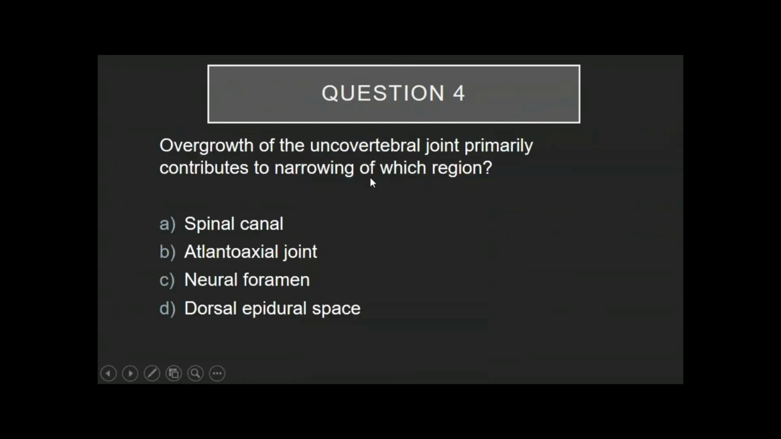Okay, question number 4. Overgrowth of the uncovertebral joint primarily contributes to narrowing of which region? Is it the spinal canal? Is it the atlantoaxial joint? Is it the neural foramen? Or is it the dorsal epidural space?